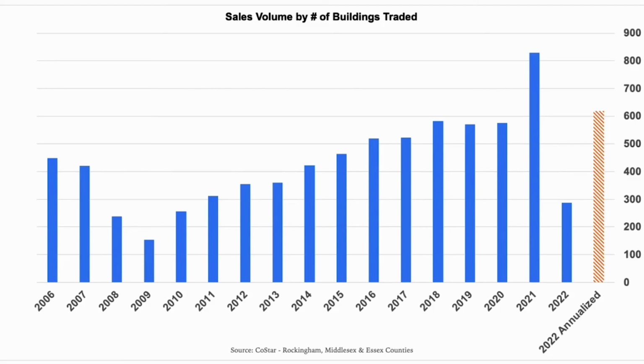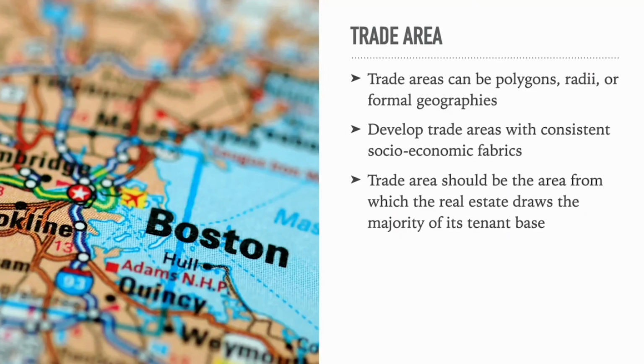So the second T that we look at is trade area. And I oftentimes see sales comparables pulled that are not relevant to the subject property. They're pulled from too far outside the market area. They're in a different socioeconomic area. So the 3 components that we typically use for trade areas will be polygons, radii, and formal geographies. A formal geography would be, say, for example, Suffolk County. Okay, so that's a geography that's been defined by a governing authority. So that would be formal.